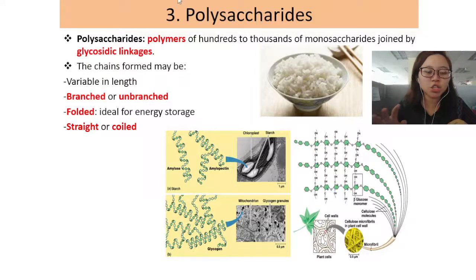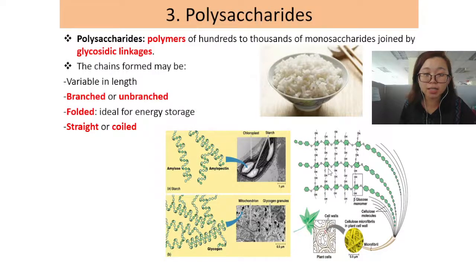They can be branched or unbranched. Dia boleh lurus ataupun dia boleh bercabang. They can be folded. Okay, dia boleh terlipat, which is ideal for energy storage. Okay, sebab kalau kita boleh lipatkan polysaccharide tu, kita boleh muatkan dia dalam sel yang kecil. And polysaccharides can be straight or coiled. So kamu tengok di sini, coiled means dia bergulung. Okay, so this one is amylose and amylopectin are coiled. For cellulose, it is straight.